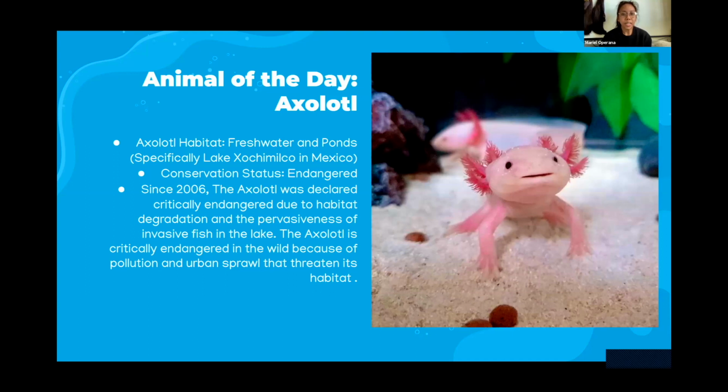So the axolotl habitat is primarily in freshwater lakes and ponds. Specifically, this lake in Mexico is the only place where they naturally inhabit. I can't really pronounce it correctly. I believe it's Xochimilco in Mexico. That's the lake. In terms of their conservation status, they actually are endangered. Since 2006, the axolotl was declared critically endangered due to habitat degradation and the pervasiveness of invasive fish in the lake. But the really big factor is that the axolotl is critically endangered in the wild because of the pollution and this urban sprawl that threatens the habitat.